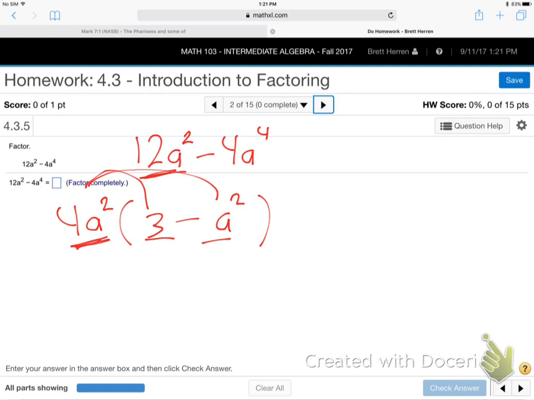Yeah, we'll get there. Yeah, you're right, though. Negative in front, you got to pull out a negative. Yeah, we'll get to that.